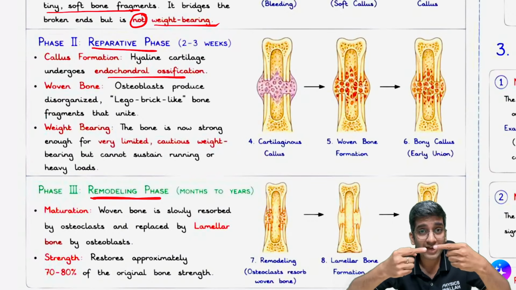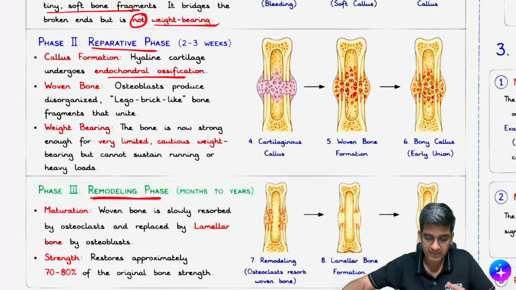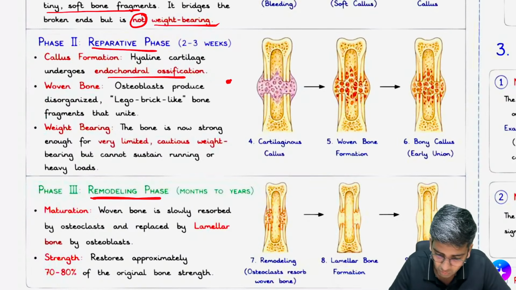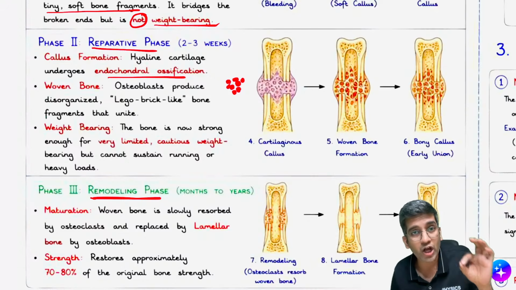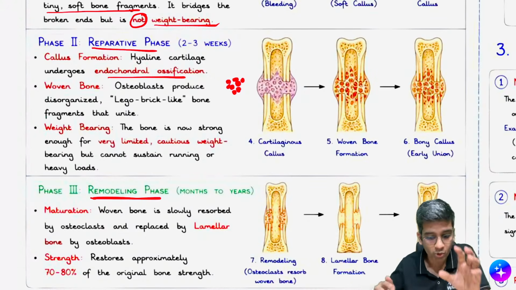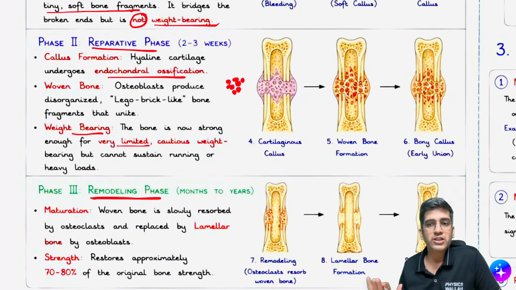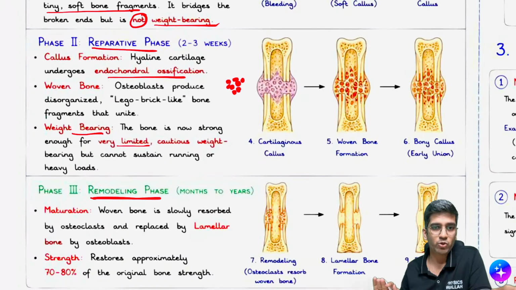But you know for a fact, these are not proper bone. They are bits and pieces attached like Lego bricks, right? So I'll have bones attached here like this, multiple things. It's not a uniform structure. We call this bone a woven bone. This is very, very important. Here I have a bone, and yes, I can weight bear, but very limited. You cannot run and jump because it is still an immature bone, right?